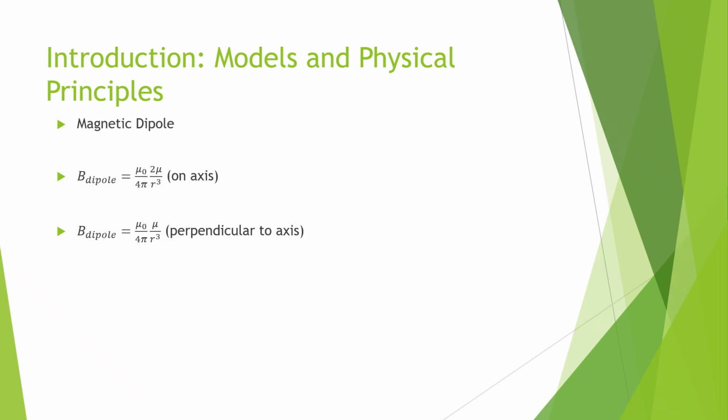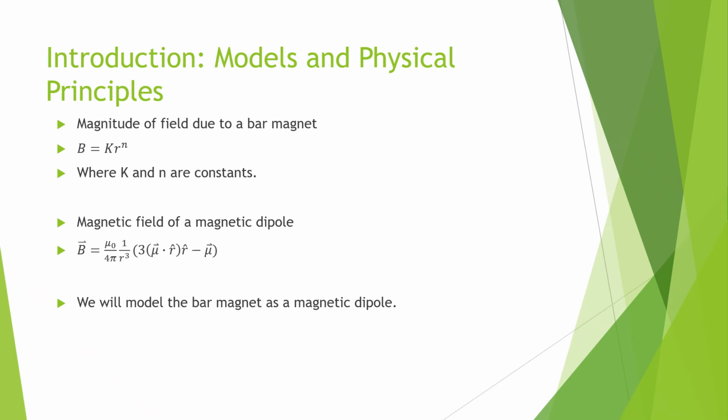Starting off with some key principles, the magnetic field strength from a magnetic dipole is given by the following formulae, as measured from the axis and perpendicular to the axis of the dipole. The magnetic field due to a bar magnet is given by the following equation, where K and N are both constants. The magnetic field of a magnetic dipole is given by the equation at the bottom. For this experiment, we will be modeling the bar magnet as a magnetic dipole.